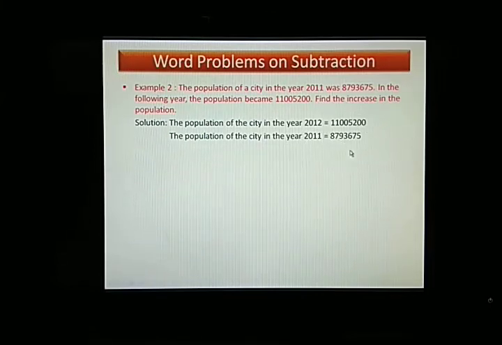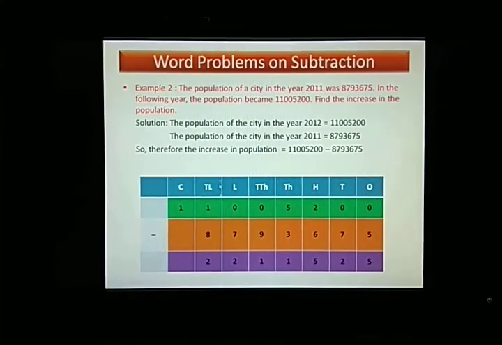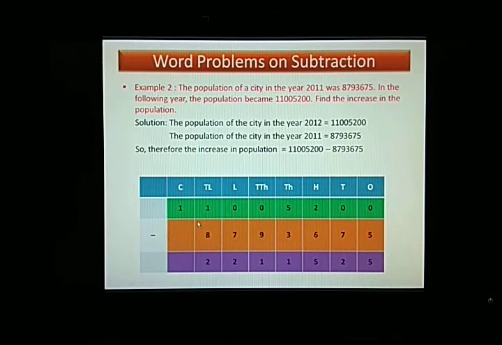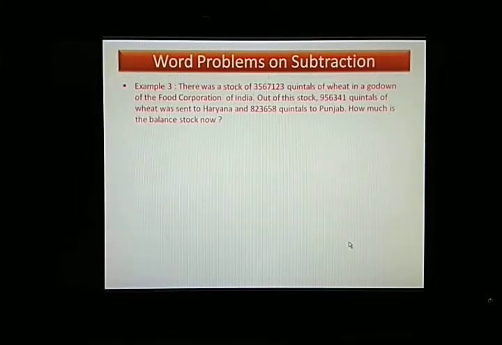Now we all know what to do. We have to just subtract it in order to find out how much the population has increased. So again we can follow this table method as usual. You know how to do this subtraction, and whatever answer we get, that will be the increase in the population. Clear? Now moving on to the next word problem.